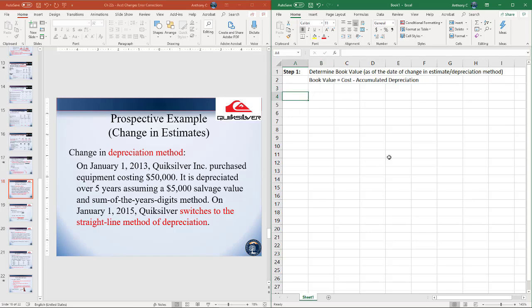In this example, we're using the sum of years digits method. So if you recall sum of years digits, we take cost minus salvage, and we'll multiply that by the depreciation rate. Depreciation rate in this case, in the numerator, we have the remaining useful life. And in the denominator, you use the sum of years digits. Okay, so in this example, the useful life is told to be 5 years.